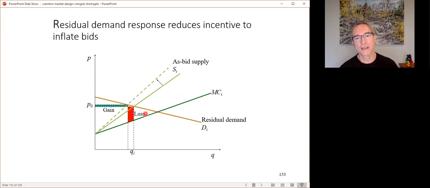First, the flatter that residual demand curve is, the less I want to exaggerate. So as it becomes flatter and flatter, and in the limit, as you saw, when it's completely flat, I want to bid my true costs.